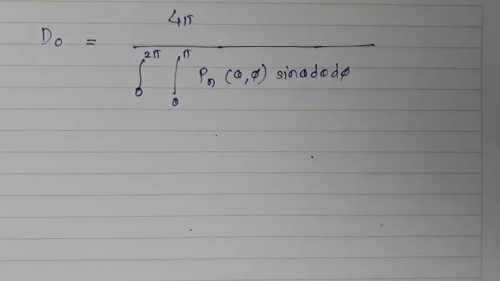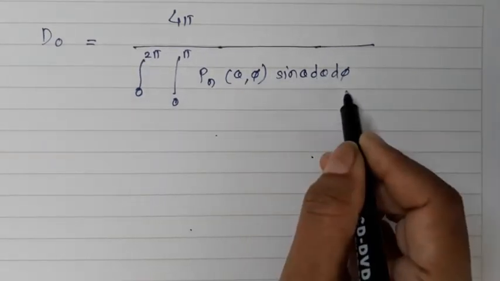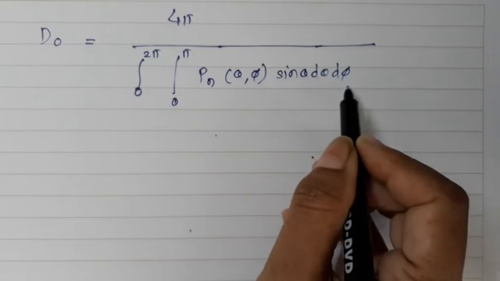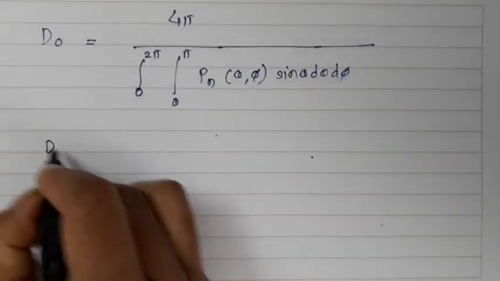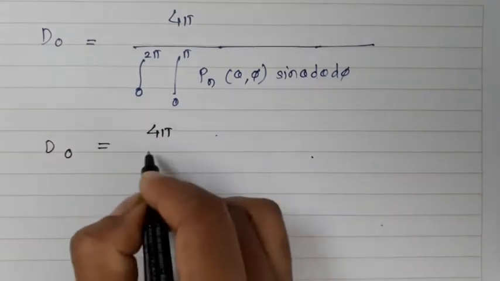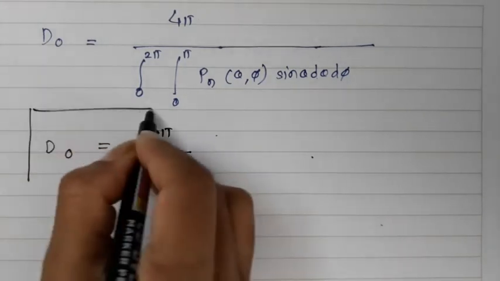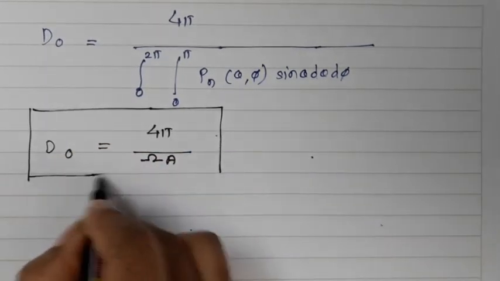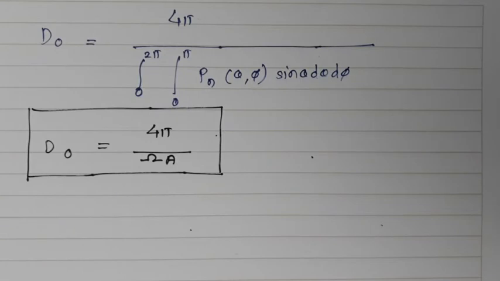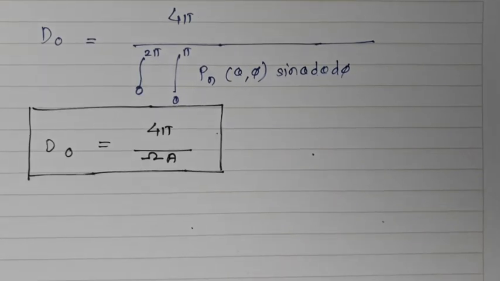Now the denominator of this expression is nothing but the beam area, which we have already gone through, that is the normalized power into sine theta d theta d phi. When you replace that, your D0 becomes 4 pi divided by the beam area, which is nothing but omega A. So I have got the directivity 4 pi divided by beam area. This is our directivity in terms of the beam area.